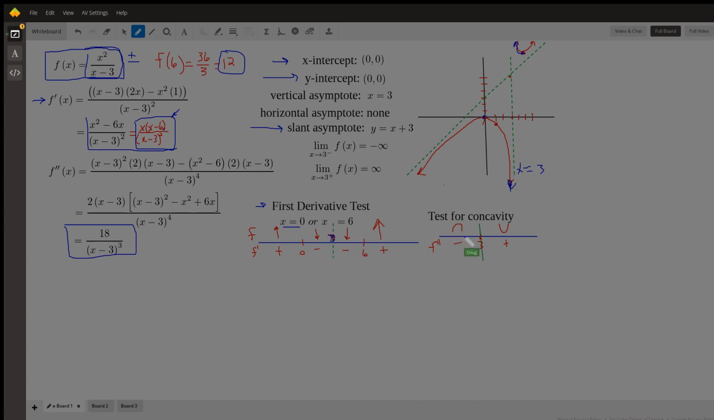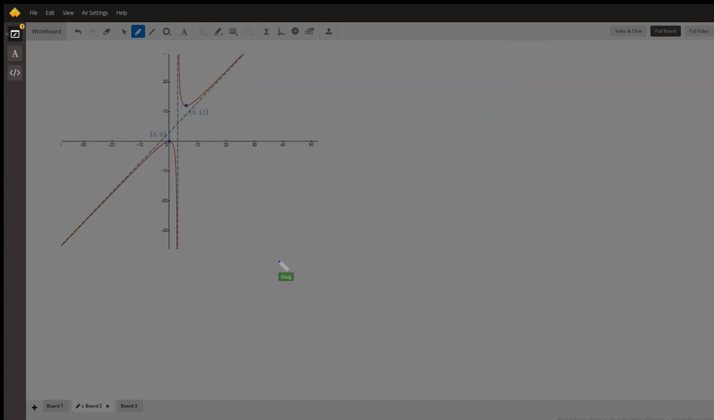So always concave downward, and that's what this branch looks like right here. And to the right of 3, the second derivative is always positive. So concave upward, and that's what this looks like. So there's what the graph looks like on Desmos. There's your relative maximum. There's your relative minimum. Slant asymptote, vertical asymptote. Bingo.